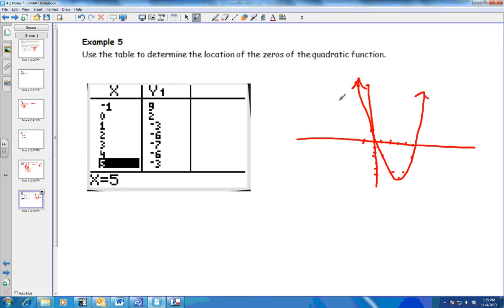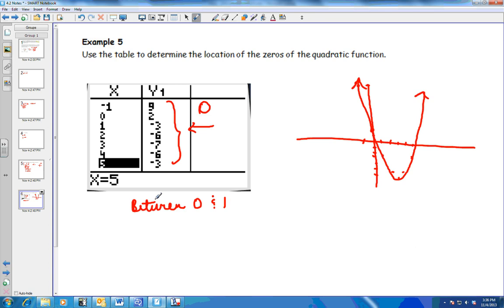Now, I'm going to have to estimate. And how I find the location of the zeros is where I would have a 0 for my y values. I'm looking for zeros here. Well, I don't have any. So I need to see where it went from negative to positive or positive to negative. Somewhere between 0 and 1, it crosses the x-axis. And I know that because here's 0 to 1, and it went from a positive to a negative number. So I'm going to say between 0 and 1.